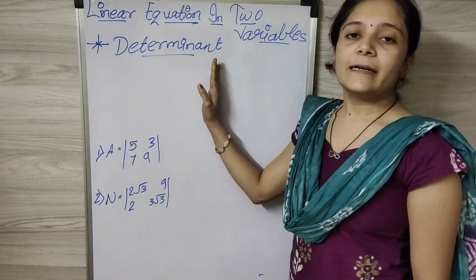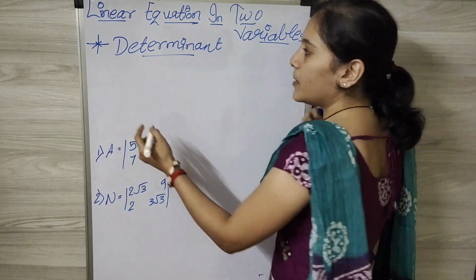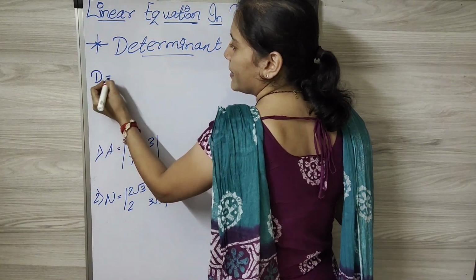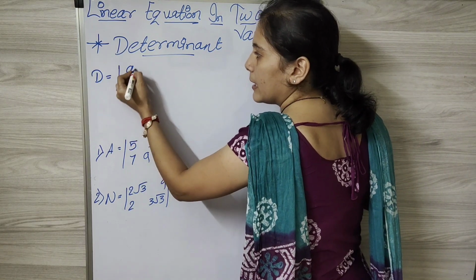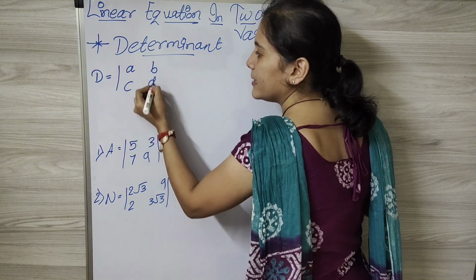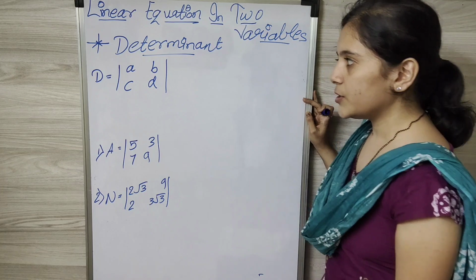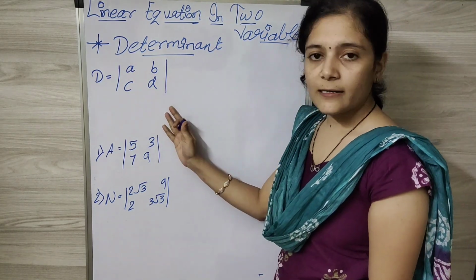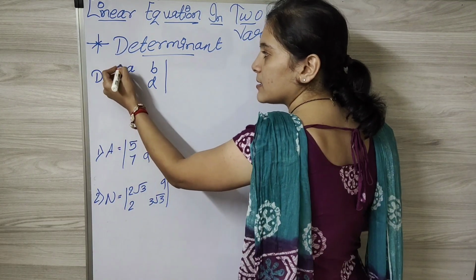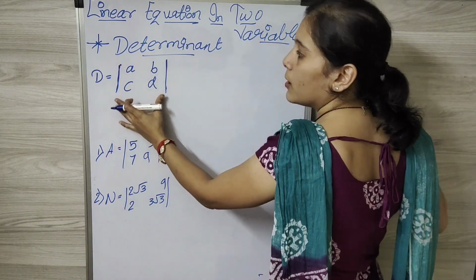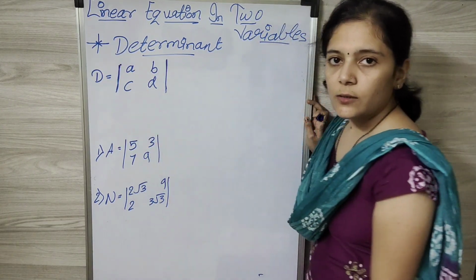Okay, the topic is determinant, right? A determinant is denoted by capital D. In a determinant there are four values, that is A, B, C and D. These four values are placed between modes. These are called modes, so the numbers are placed between the modes.